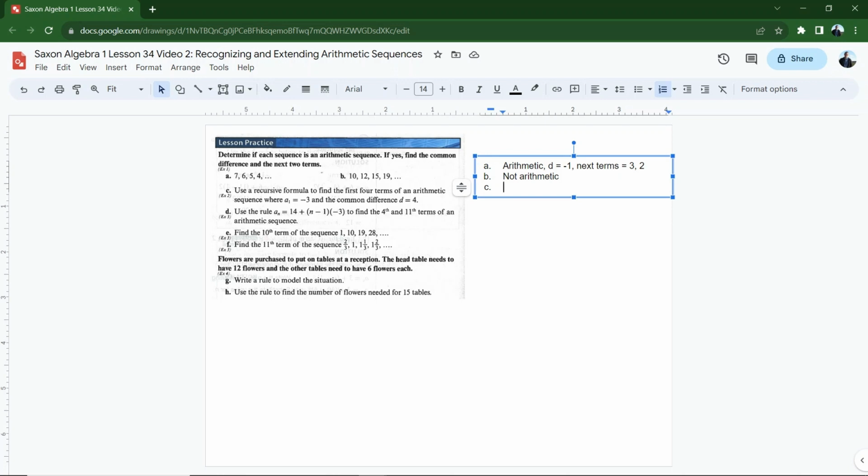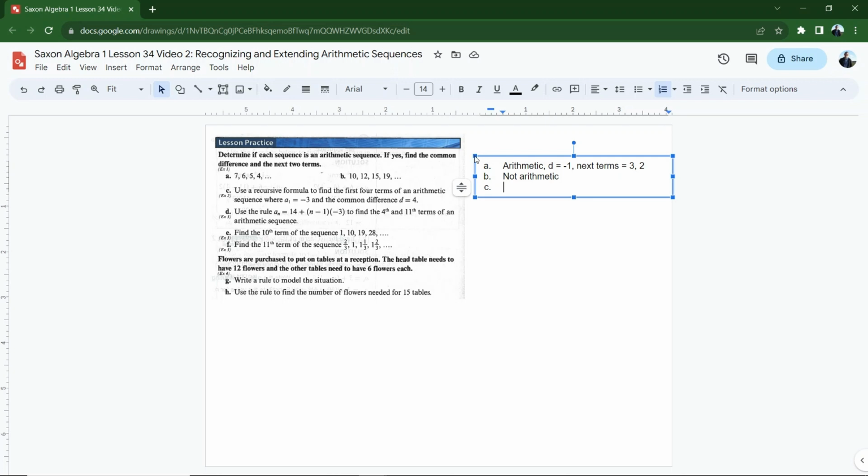Letter C. Use a recursive formula to find the first four terms of an arithmetic sequence where A1 equals negative 3 and the common difference D equals 4. Okay, now here's the thing about this one. A recursive formula is a formula that changes slightly, but it changes according to a pattern. What we're not using yet is our formula for working these problems. We're using a recursive formula.